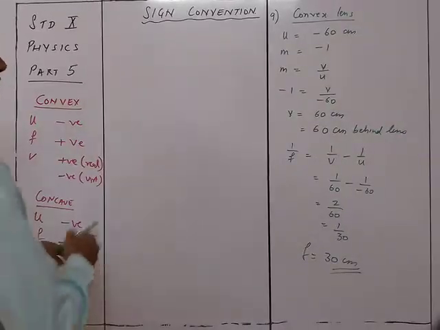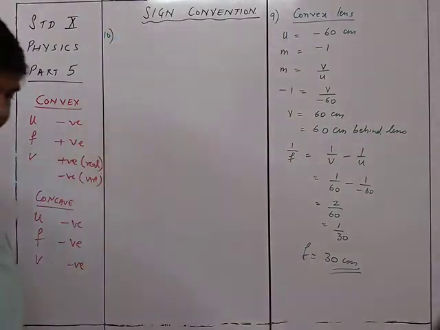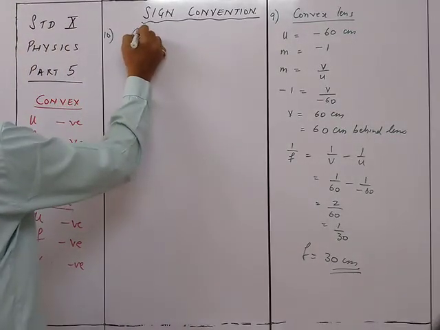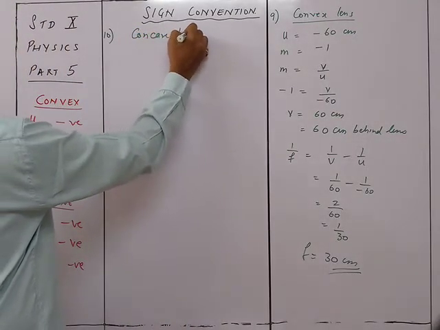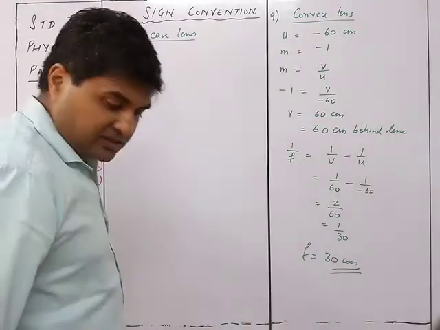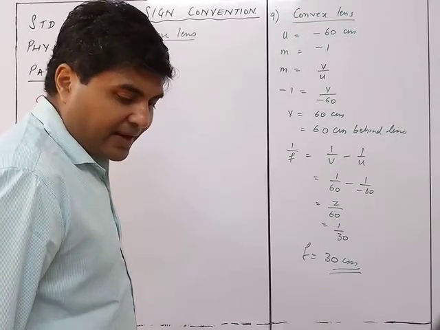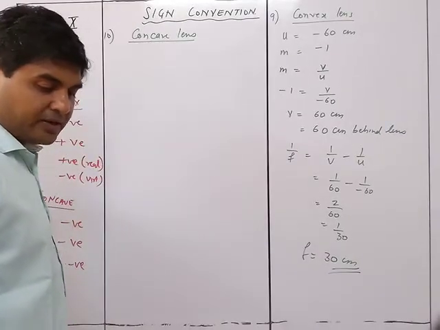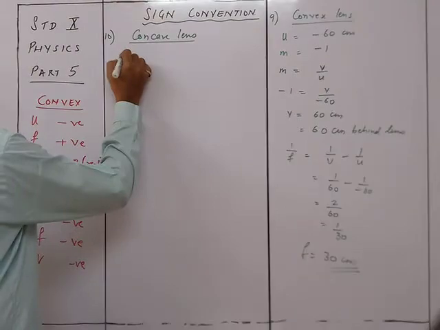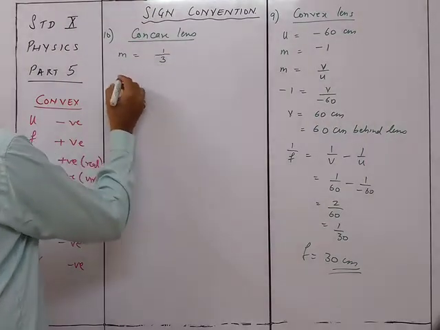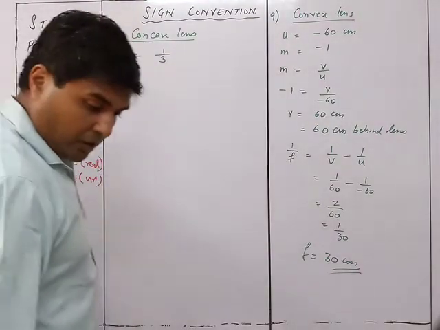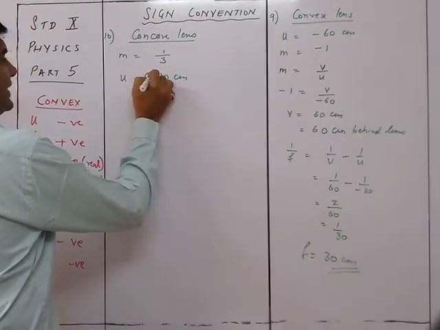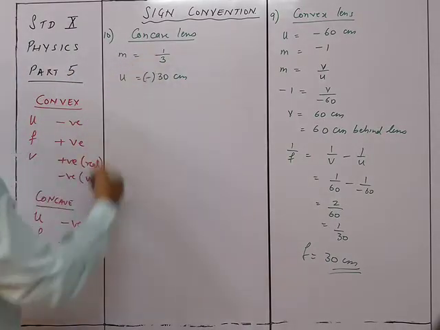We now move on to sum number 10. A concave lens forms an erect image of 1/3 size of the object, which is placed at a distance of 30 centimeters in front of the lens. So we have m is equal to 1 upon 3, where u is equal to 30 centimeters in front of the lens. So this is negative, and the image will be virtual, so 1/3 will be positive.